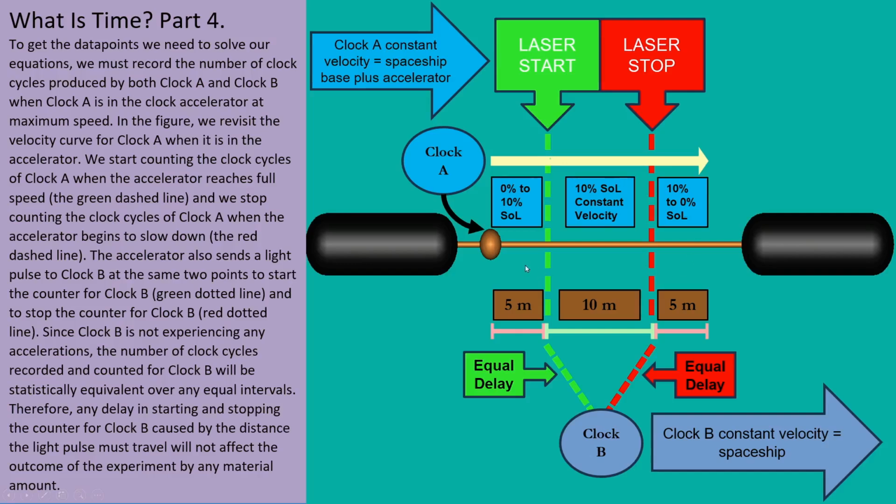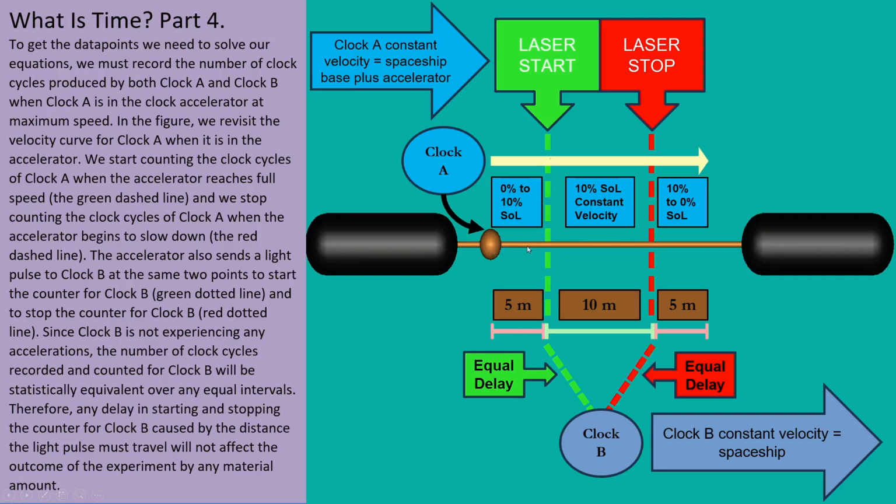Okay, so we have clock A in the clock accelerator, and we have clock B right next to the clock accelerator. Clock B is at a constant velocity equal to the spaceship. It's attached directly to the spaceship. And clock A also is on the spaceship, so it has the same constant velocity of the spaceship, but it will also have an additional velocity when it's in the clock accelerator at maximum speed, which is between the green dotted line and the red dotted line.